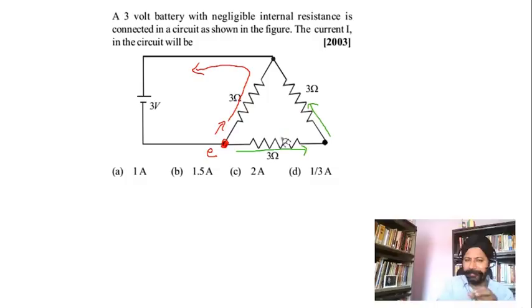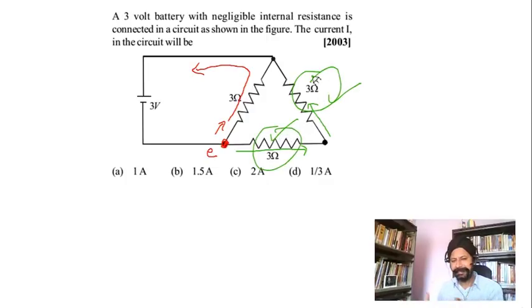So now what has happened is that the red road and the green road are in parallel to each other, but the resistors in the green road are in series to each other, because whatever goes through this has to go through this. So this and this are in series, and that series is in parallel to the red one.